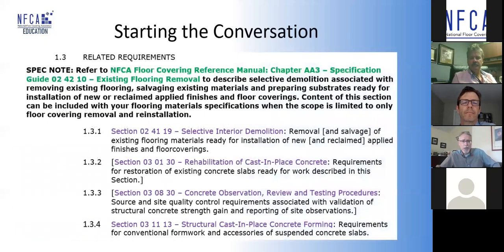So starting off right at the very beginning, people read these specs and they go, related requirements. Okay, well, whatever, that doesn't belong to me. But in the case of the spec that we prepared for the NFCA, we've tried to make it as interactive as possible. Lots of spec notes telling you what you need to do, including handy little links, the green lettering there, that will actually connect you to the NFCA floor covering reference manual online if you have a paid subscription, so that you can actually use the specs that are available through the NFCA for your use.